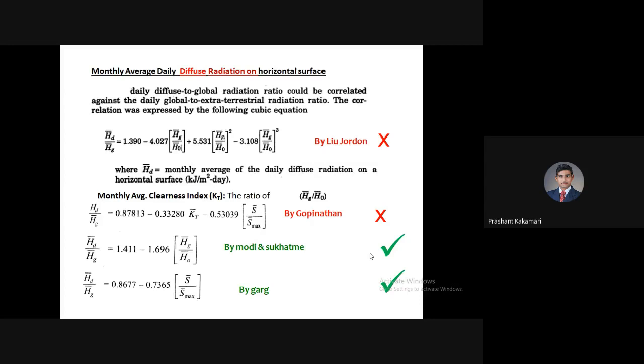The concept is that we are finding diffuse and global radiations on a monthly average basis using such equations. So remembering the equations is the one challenge you have to accept here. Is that clear?